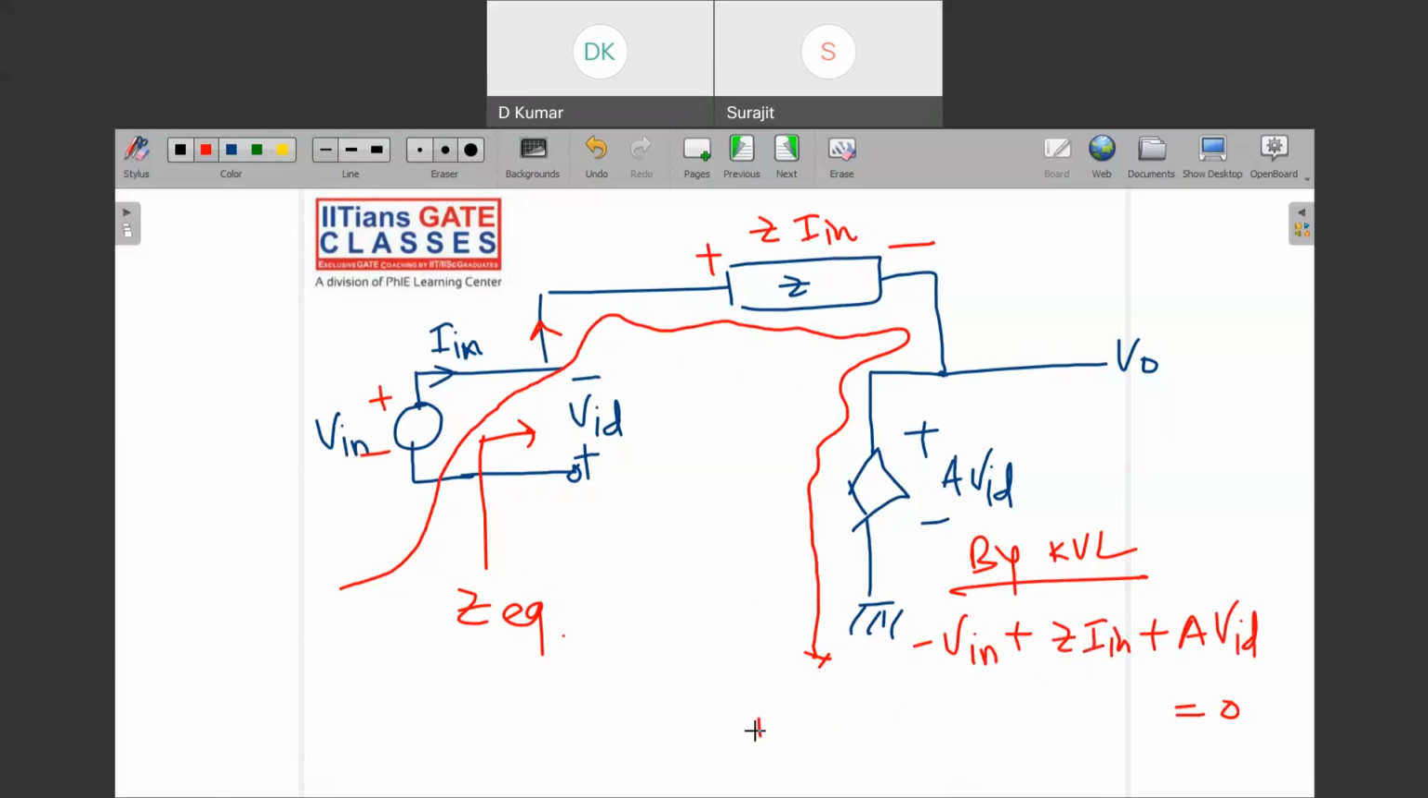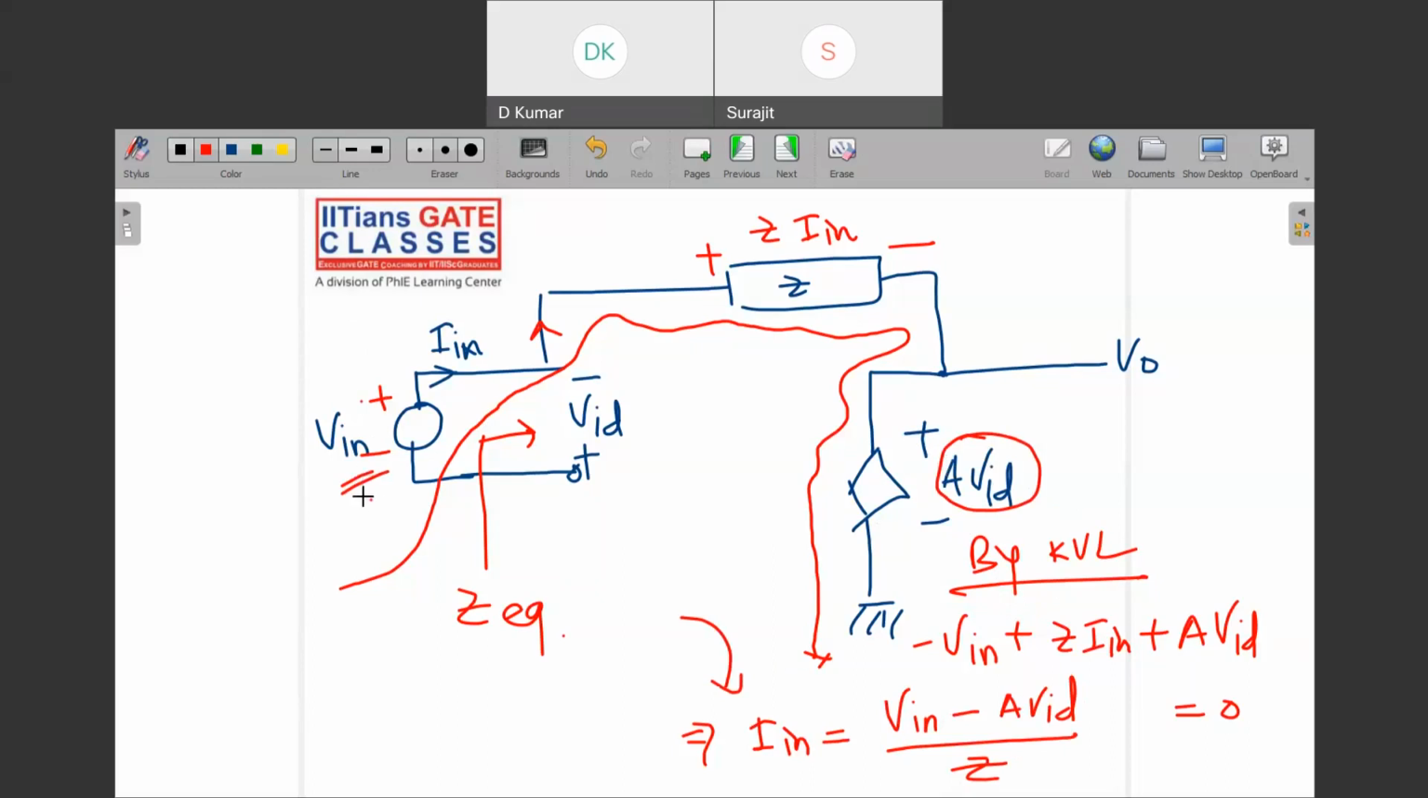So what is I in here? I in will be V in minus AVID by Z. You have written KVL, but by inspection you can write this, V in minus AVID upon Z. Directly you can write it if you want to find I in. Yes, this current directly you can write. Needless to write KVL. Okay. Because you know this is plus to minus and this is plus to minus.